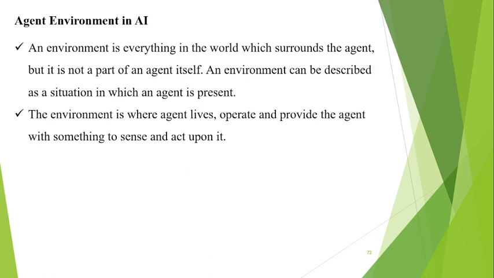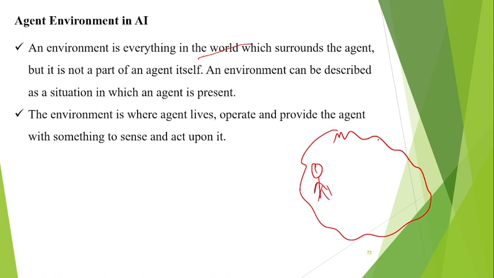What is an agent environment? An environment is everything in the world which surrounds the agent. The environment is nothing but the world which surrounds the agent, but the agent is not part of it. For example, this is our environment. The agent lives inside that environment. This whole part is the environment of an agent, but it is not part of it.